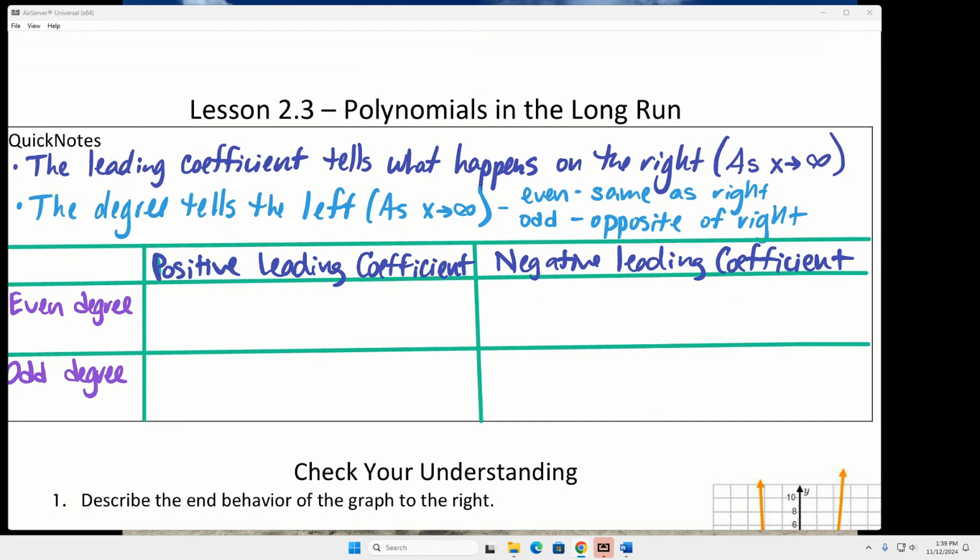All right, so I know that the leading coefficient tells me what happens on the right side of the graph. And so in this column right here, where I have a positive leading coefficient, I know that the right side is going to point up. So I'm just going to go ahead and draw my right side pointing up there. And I know that the column that has negative leading coefficient, the right side is going to point down.